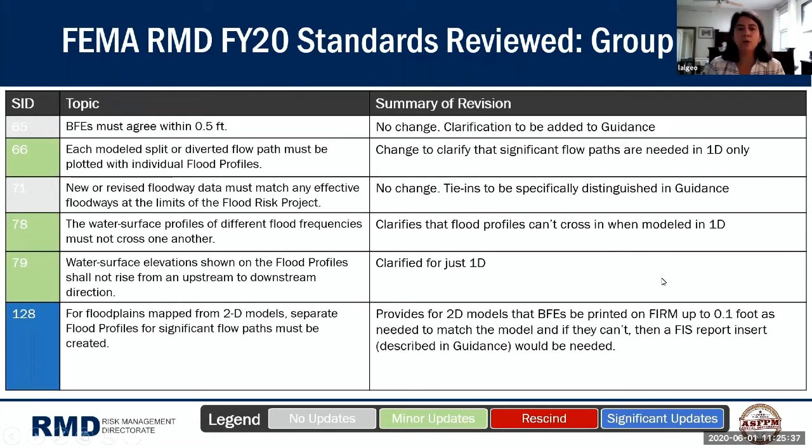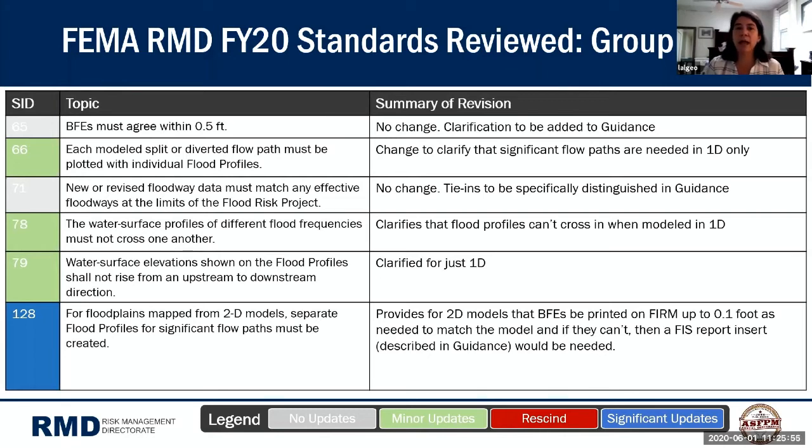For group 2, the main change was really for 128. The other ones really just do some minor clarifications or don't change. For 128, it talks about for floodplains being mapped in 2D, separate profiles and significant flow paths must be created.